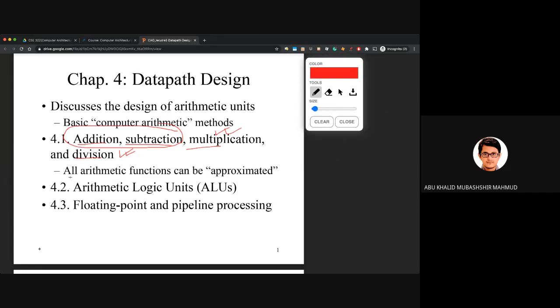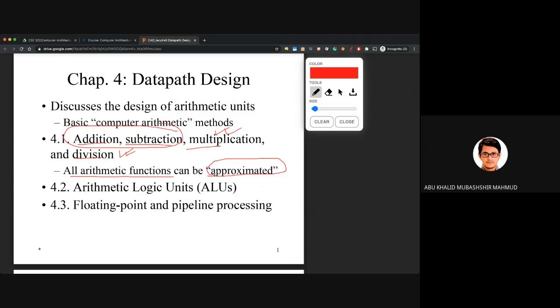All arithmetic functions can be approximated. What we mean by approximated is that we guess a close value and then perform the calculation to get closer to, or more accurate than, the approximated value.